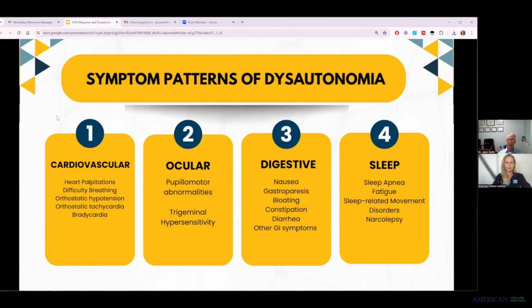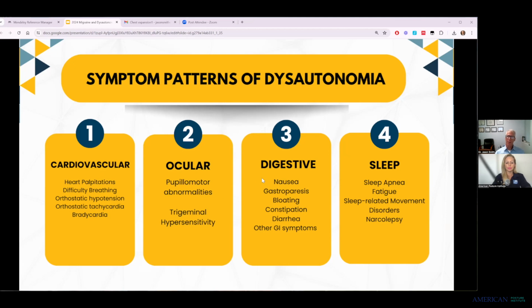I couldn't get a great acronym for you today, but I'll just go through these little 8 symptom patterns. It starts with cardiovascular, which is anything related to hypotension, tachycardia, even bradycardia. And sometimes that palpitation will make people feel like they can't breathe very well. Then there's ocular abnormalities with the pupil, and the trigeminovascular system gets involved, and the face can have all sorts of interesting, painful symptoms, as well as even in the neck.